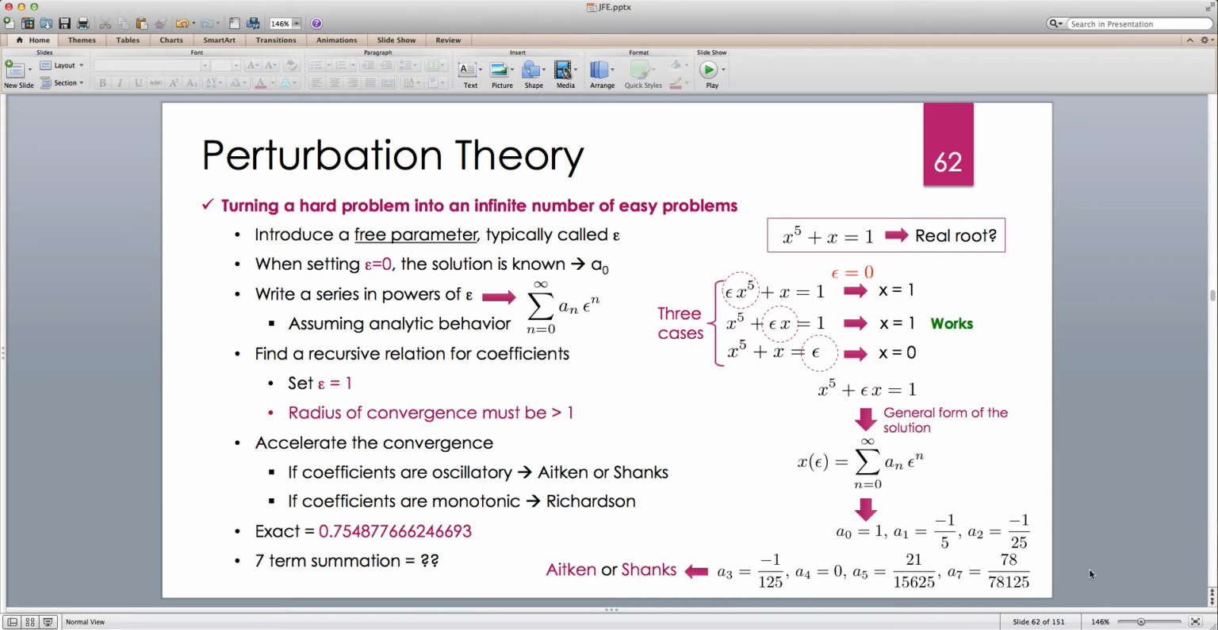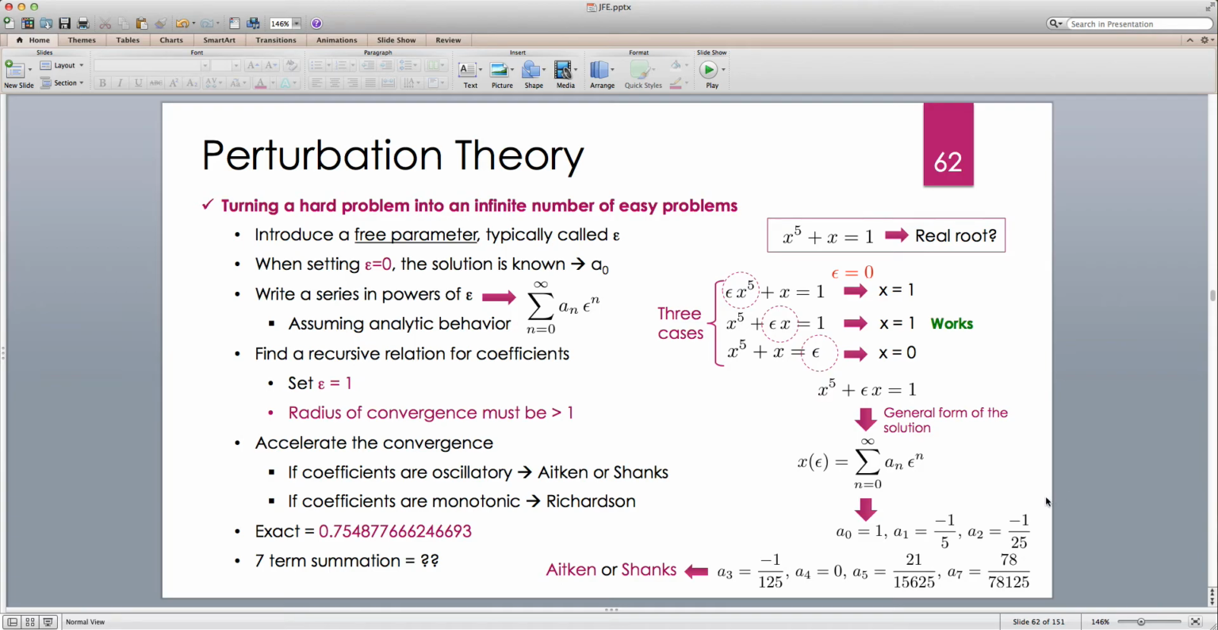As you can see, there is some sort of oscillation or alternating of the sign. But now what we want to do is sum these up, a0 plus a1 and so on, because when I set epsilon to 1, it turns out that if you calculate the radius of convergence for this series, it's greater than 1. It's like 1.6 something. So setting epsilon to 1 gives us a converging series, so no problem there.